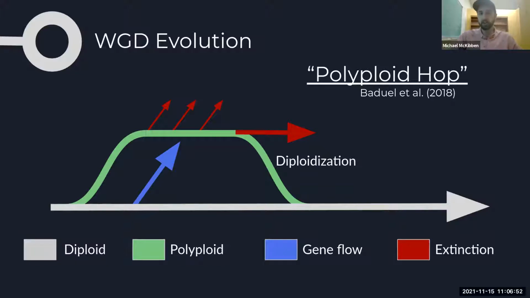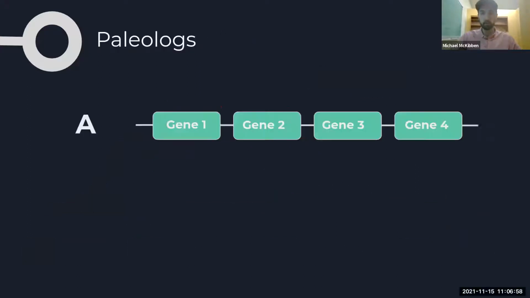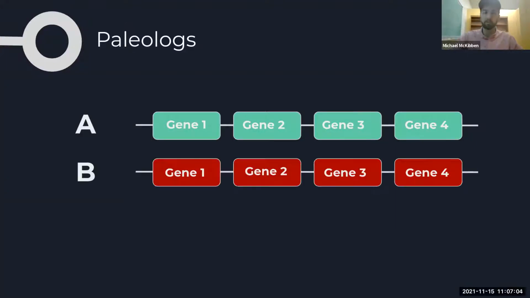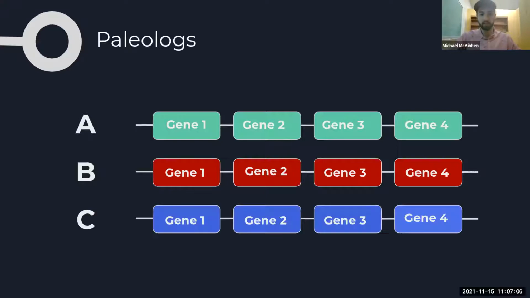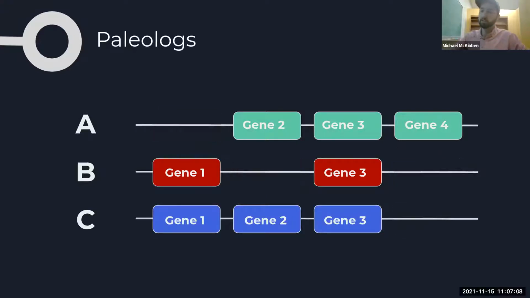Genes originating from this whole genome duplication can exist in the genome in a large shadow for millions of years. We call these genes paleologs. Say I have a hypothetical simple chromosome here. It may be duplicated, maybe even triplicated. Over time, some of these gene copies may be lost through the process of fractionation, leaving single retained, triple retained, or double retained paleologs in the diploidized genome.